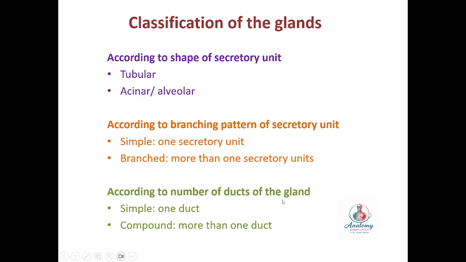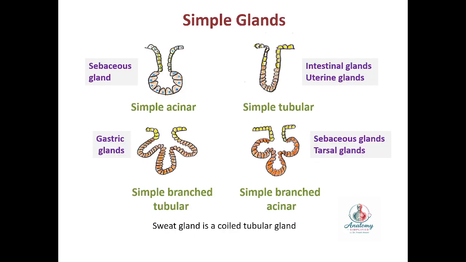According to number of ducts, if there is only one duct, we call it a simple gland. If there are more than one duct, that means there are two or three ducts like that, we call it a compound gland. So here are five types of simple glands. Simple acinar, where there is only one duct and one secretory unit which is like an acinus, which is rounded. This type is seen in sebaceous gland.